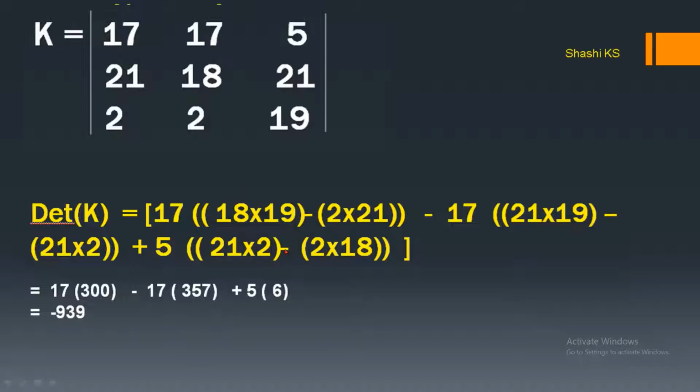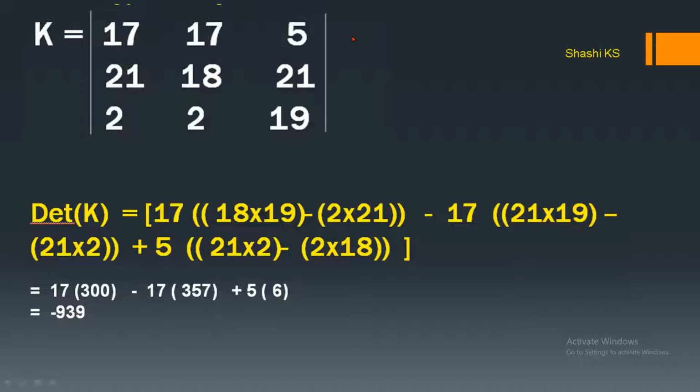Then you have to multiply this product with the element 5. Going on further like this, we get 17 into 300 minus 17 into 357 plus 5 into 6. Remember to take note of the minus sign here. For the first element, the sign would be plus. For the second element, the sign would be minus. For the third element, the sign would be plus. For a fourth element, if there is one in the matrix, it would be minus and so on. So this is how you calculate the determinant of a matrix.